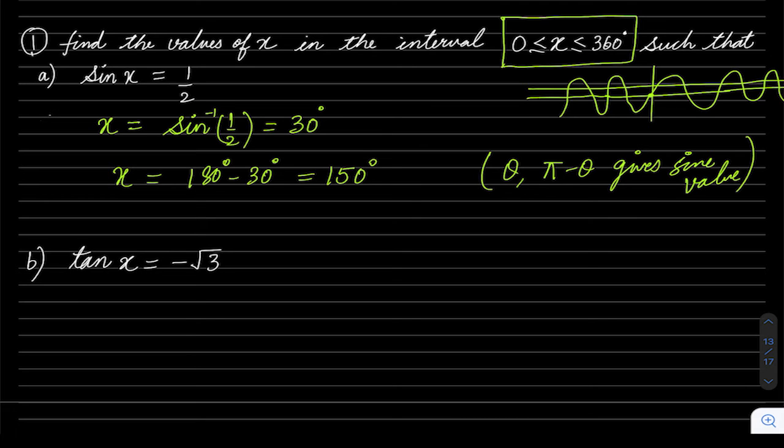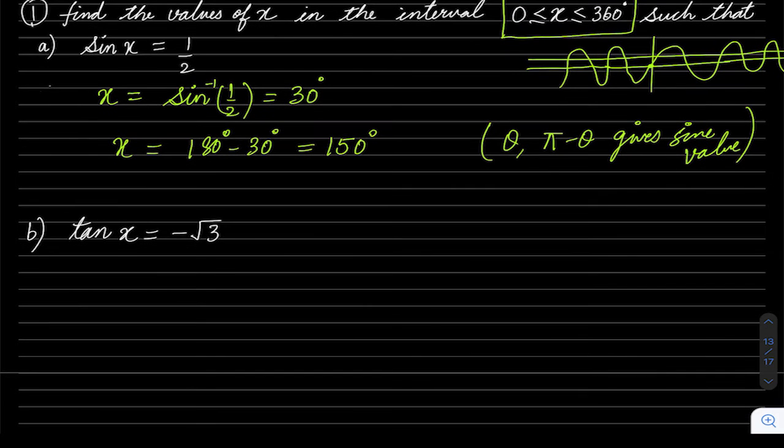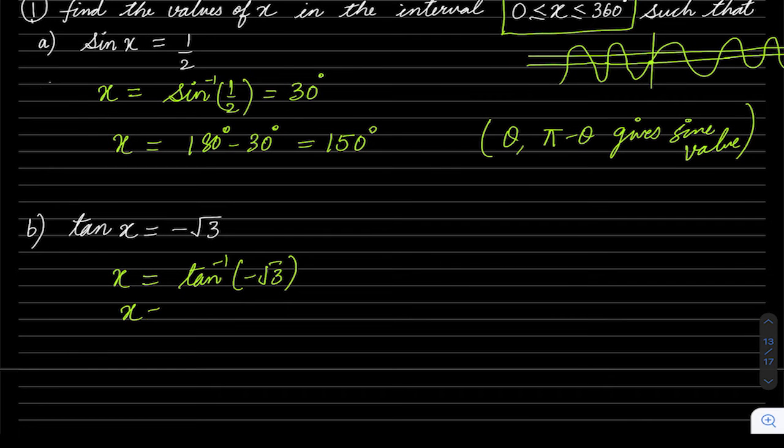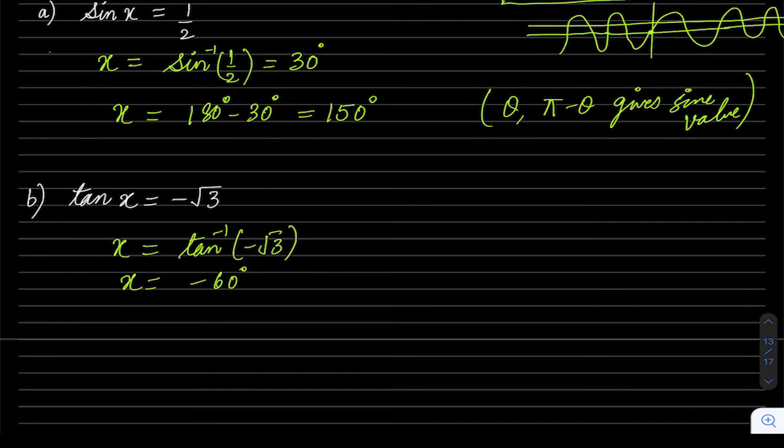Okay. So this is how easy this is. Now let's move on to the second question. Tan x equal to minus root 3. How do we find the values? So x equals tan inverse. One value you can obviously find from the calculator. In this case, I think it will give you minus 60 degrees as an answer if you are going in degrees.